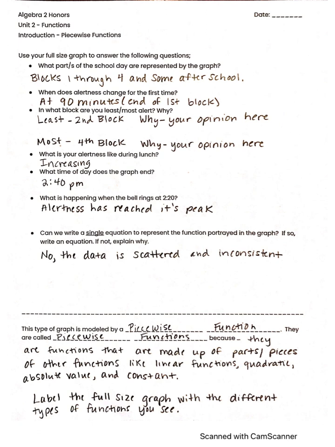When does the alertness change for the first time? It changed for the first time at 90 minutes. That was at the end of first block. In what block is the student least alert? They are least alert during second block. Reasons why students are less alert during second block vary. Why do you think they are less alert during second block?